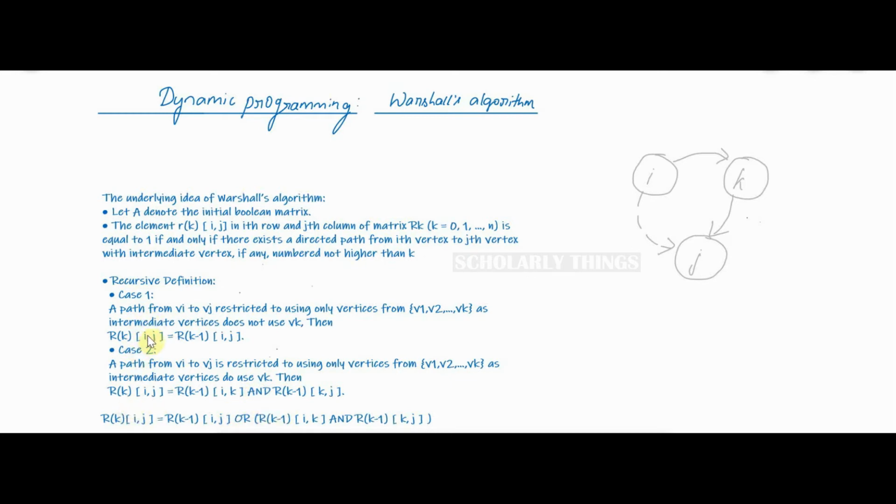When we combine case 1 and case 2, the final equation will be Rk of i comma j is equal to Rk minus 1 of i comma j OR Rk minus 1 of i comma k AND Rk minus 1 of k comma j. This is the Warshall's algorithm formula that we need to remember while solving problems.